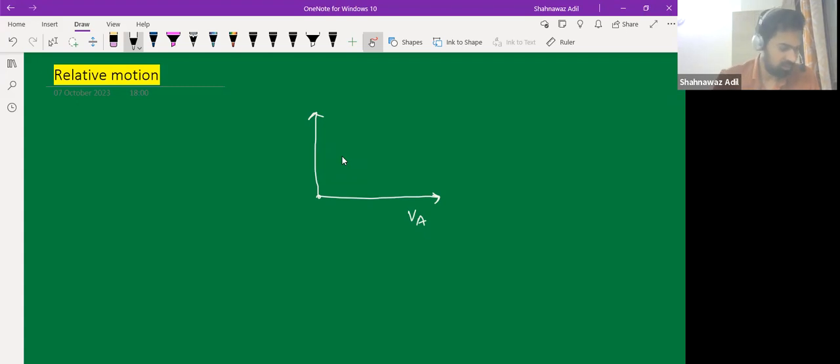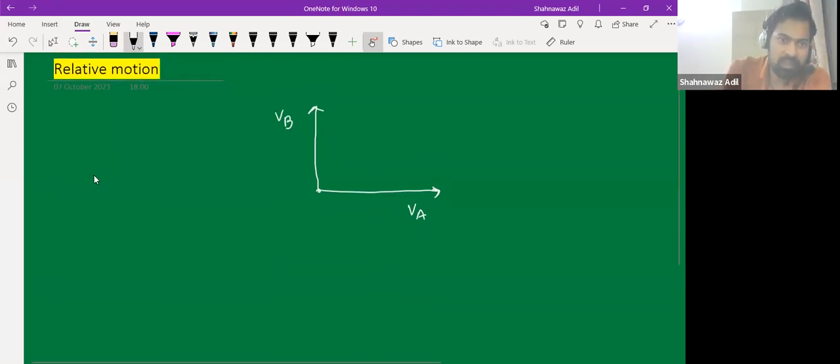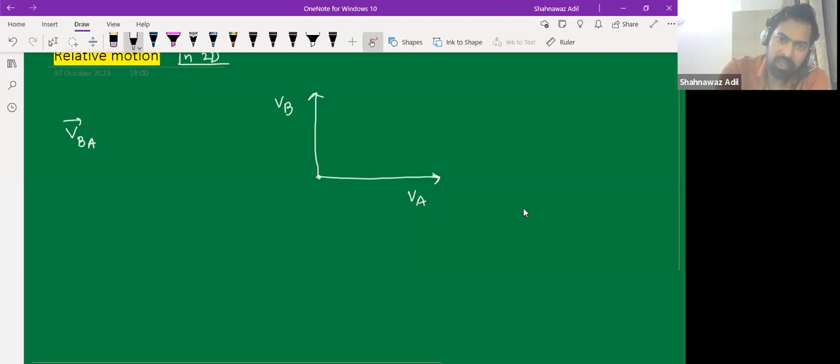Sorry about this thing. The other object is moving in this way. Whenever we want to calculate the velocity of B relative to the velocity of A, remember, this is relative motion in two dimensions. The objects are moving in two different directions in a plane.